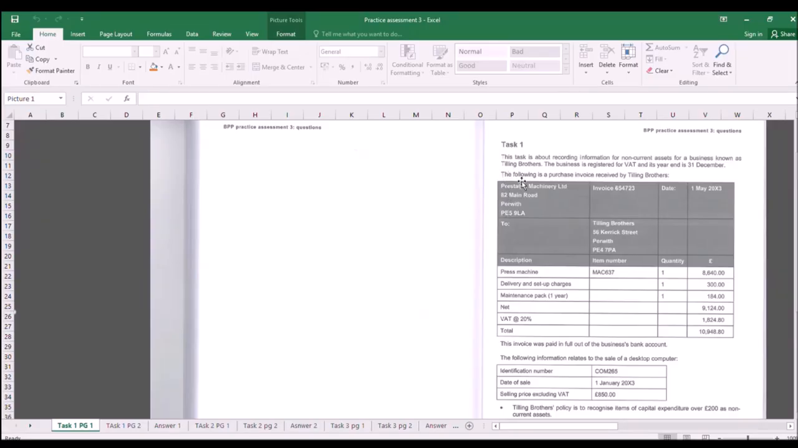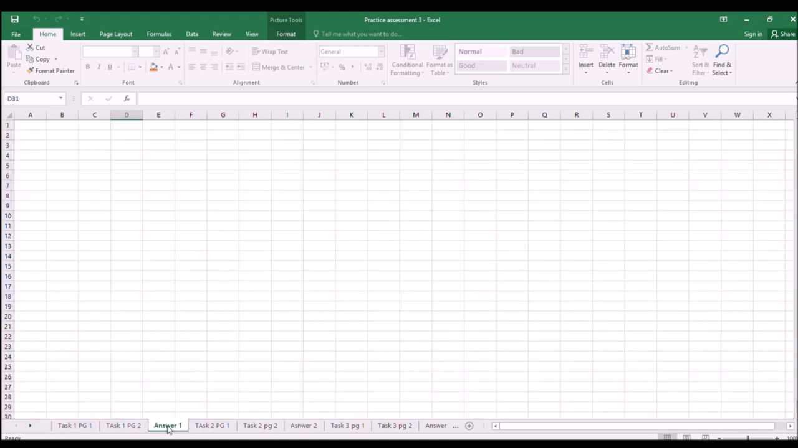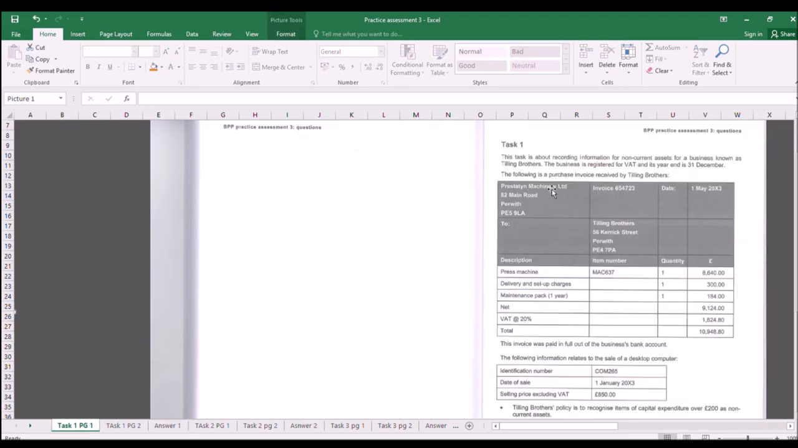Task one. This is about recording information for non-current assets, so fixed assets, let's say, a better word for it really. So these are going to be assets which are going to be computers, land and buildings, cars, tables, things like that. For a business known as Tilling Brothers, the business is registered for VAT. Okay, so let's get this down here. So we're going to have VAT in this one. And here, always good to start writing things down on your paper.